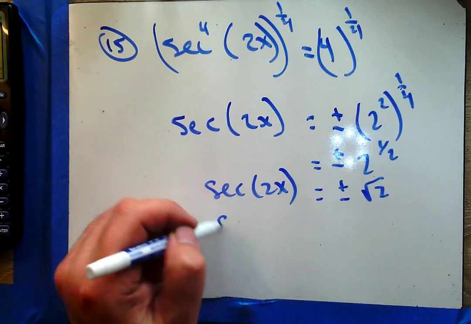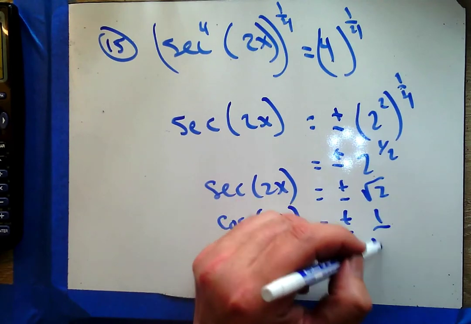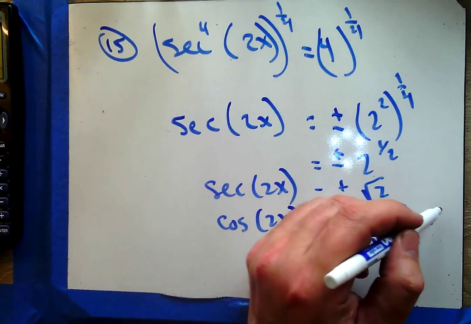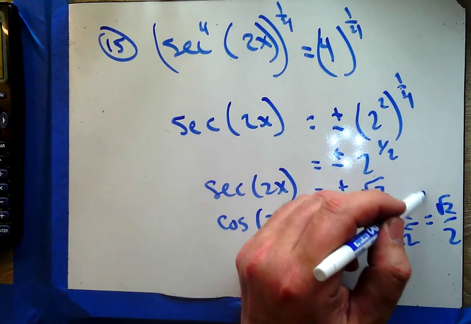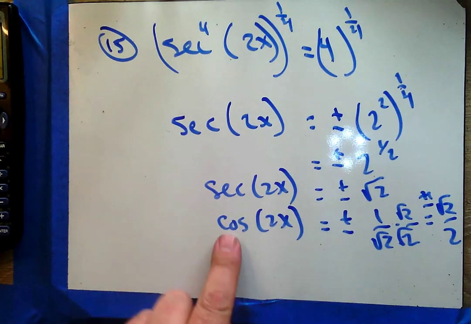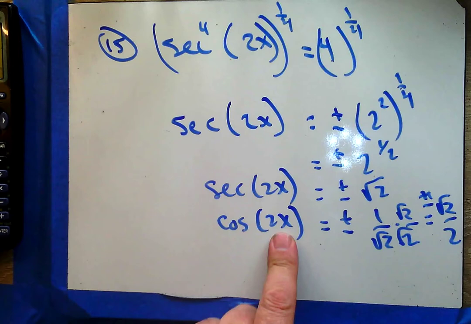So what's cosine 2x going to be? Well, that's plus and minus 1 over root 2. And if I rationalize here, I get root 2 over 2. Oh, I know root 2 over 2. So when is cosine equal to plus and minus root 2 over 2? And this says go around the unit circle twice, picking up solutions.